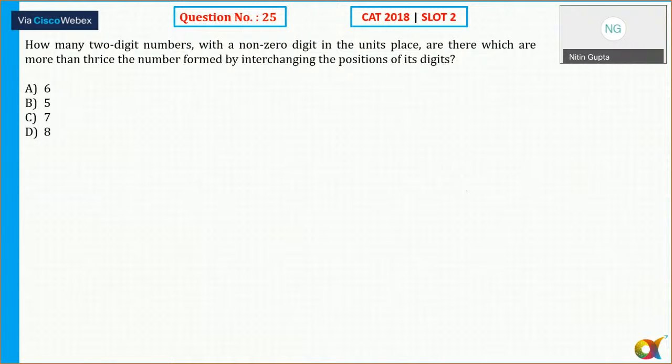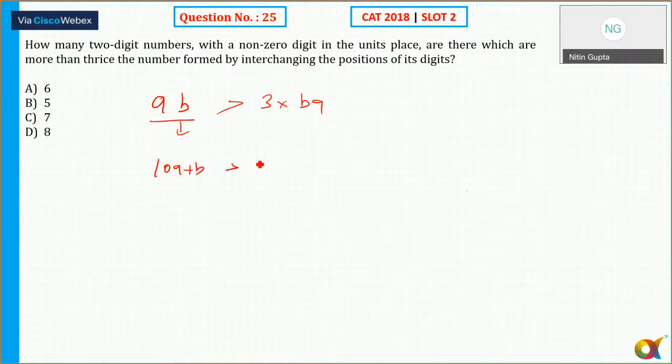It says, how many two-digit numbers? Let's say the two-digit number is AB, with a non-zero digit in the unit place, which are more than thrice the number obtained by interchanging their positions, BA. Okay. So it means AB, it is not A into B. AB is a two-digit number, so this two-digit number is equal to 10A plus B.